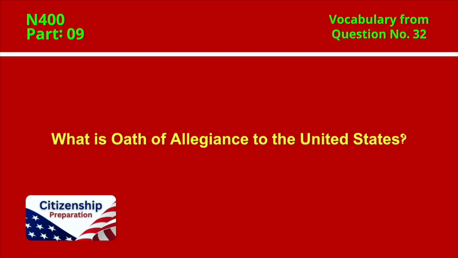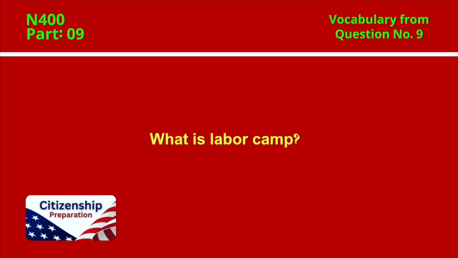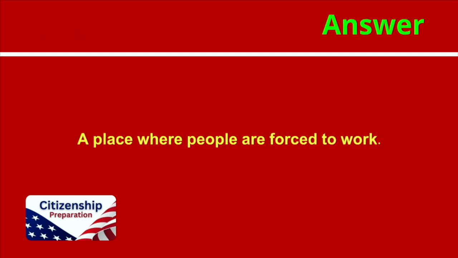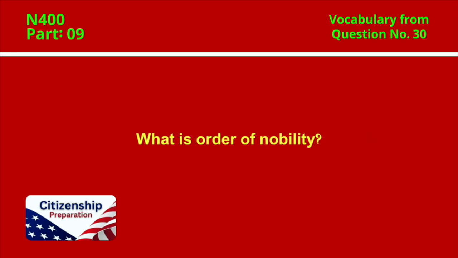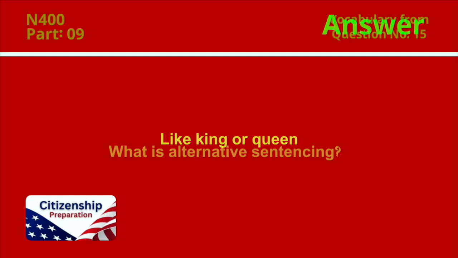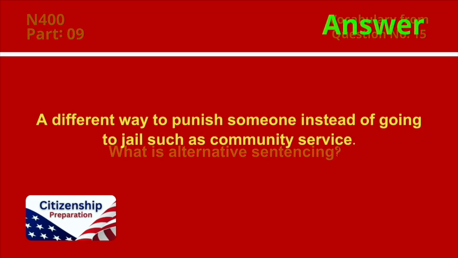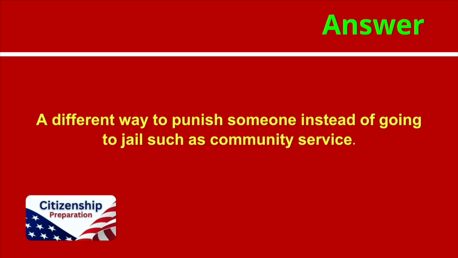What is oath of allegiance to the United States? A promise to be loyal to the United States. What is labor camp? A place where people are forced to work. What is order of nobility? Like king or queen. What is alternative sentencing? A different way to punish someone instead of going to jail, such as community service.